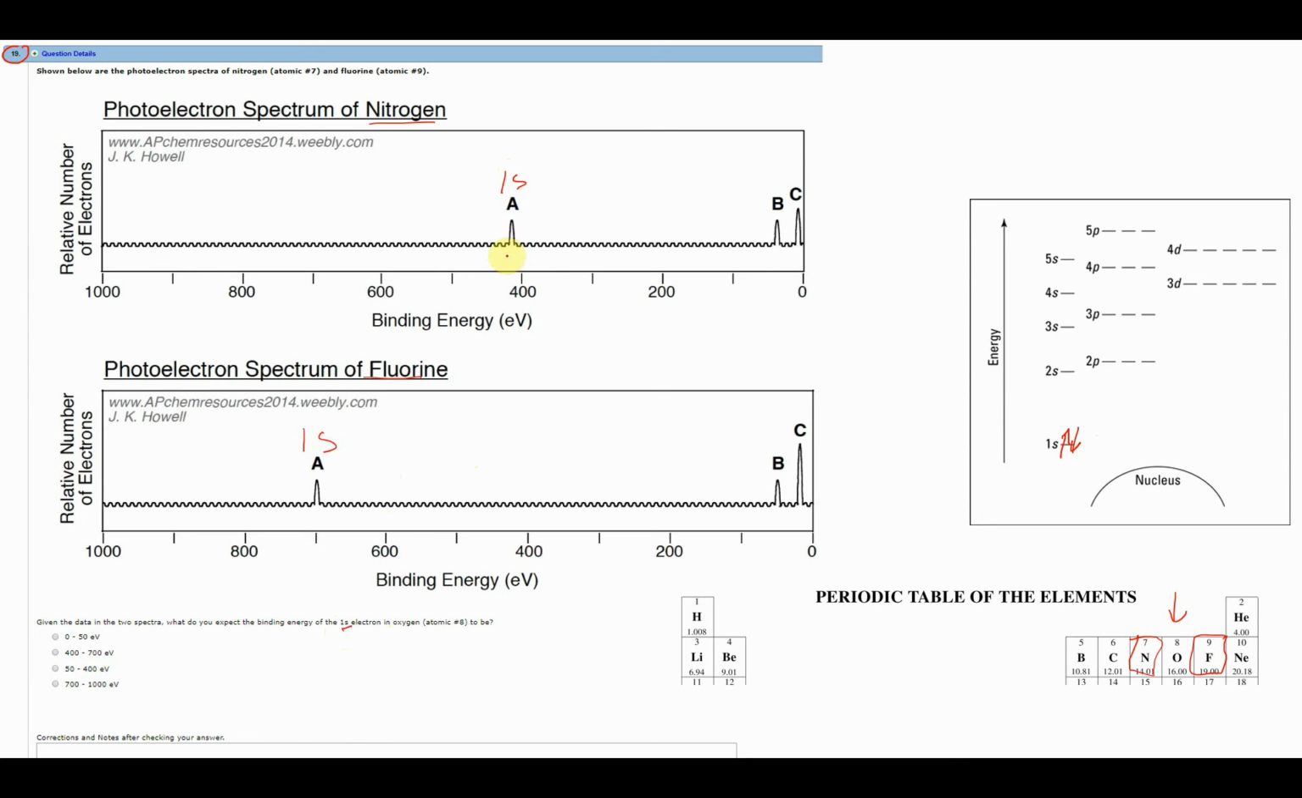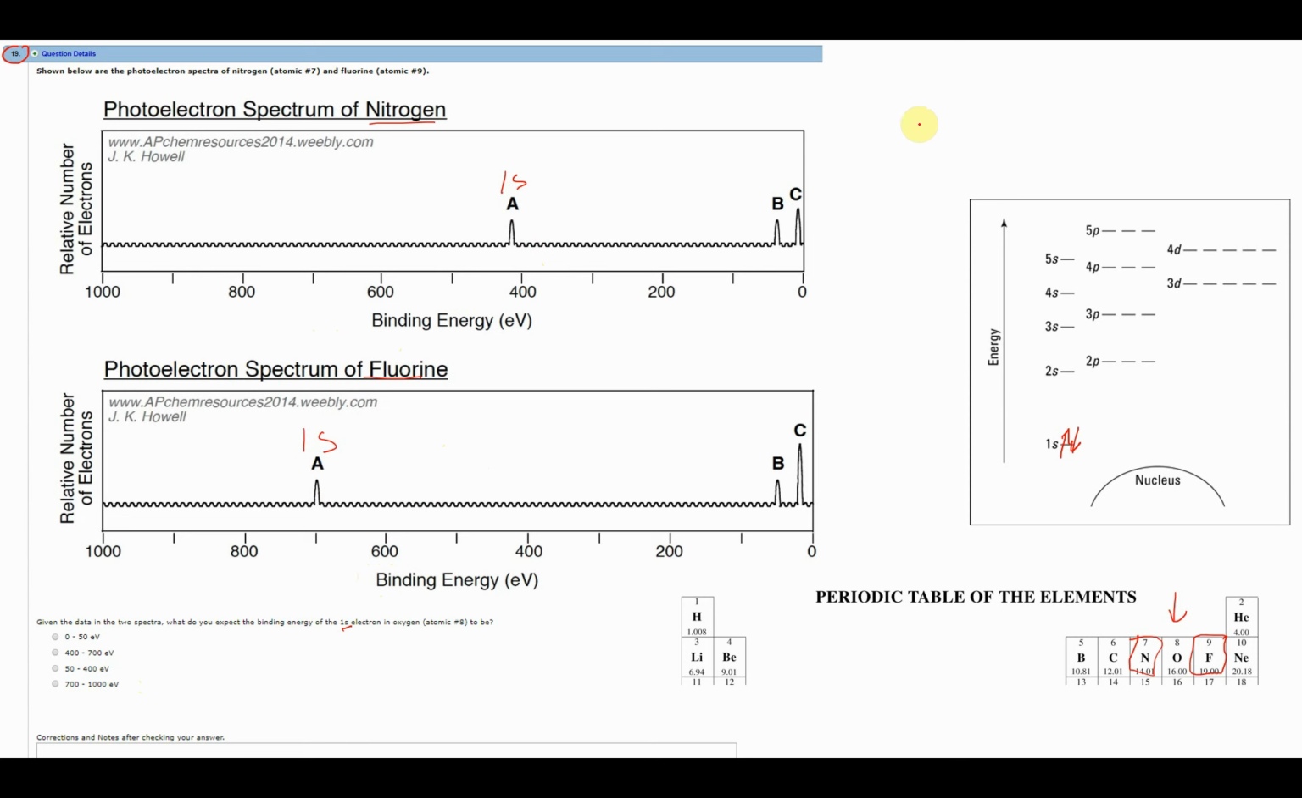You know, if you pick an answer between 400 and 700-ish, you see there's an answer down there, that's probably going to be right. But more importantly, we've got to get into why. Why are the 1s electrons in a different place for each one of these?